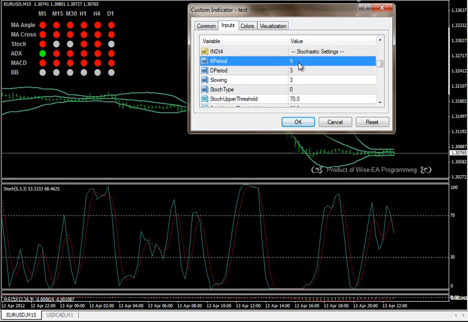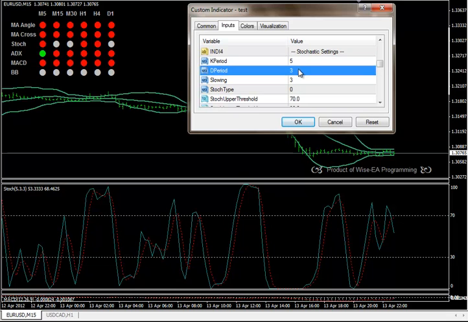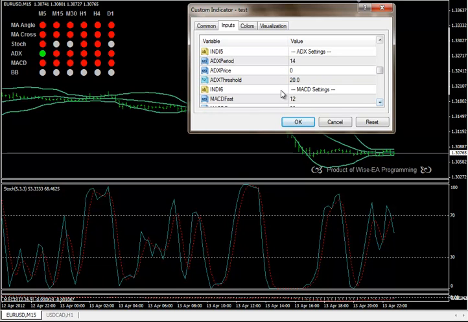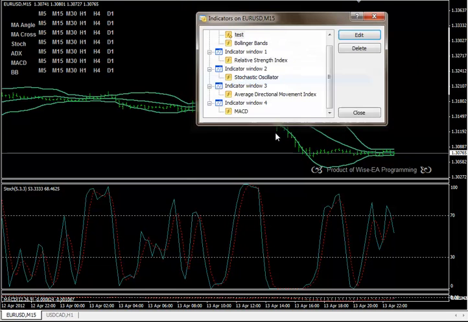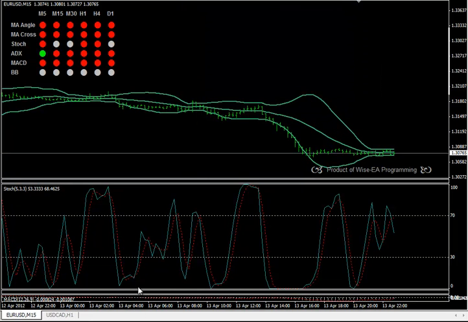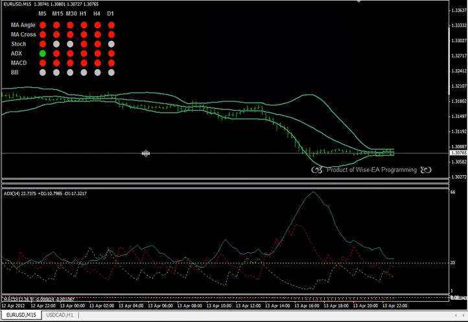Once again, if you put 0 on the first one, that means you don't want to display stochastic. Maybe this is not your favorite indicator, you don't want to display that. And the next one is ADX. For ADX, we have ADX period, ADX price, and ADX threshold. The logic is this.